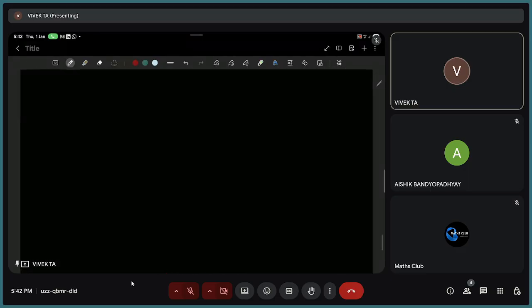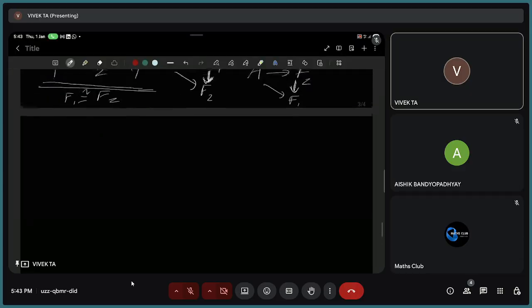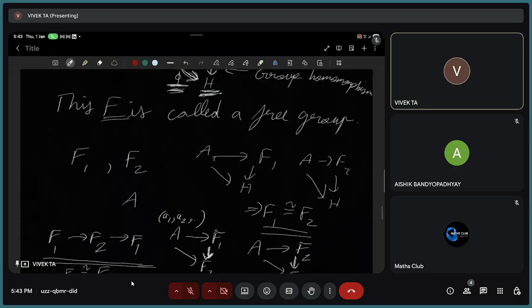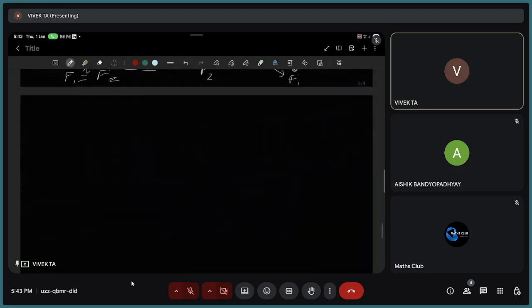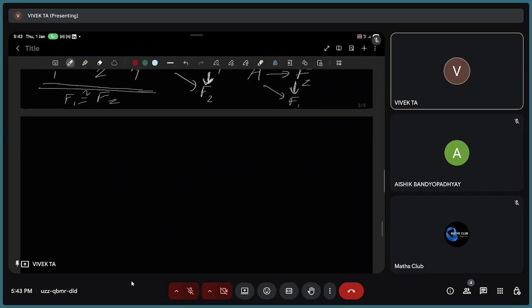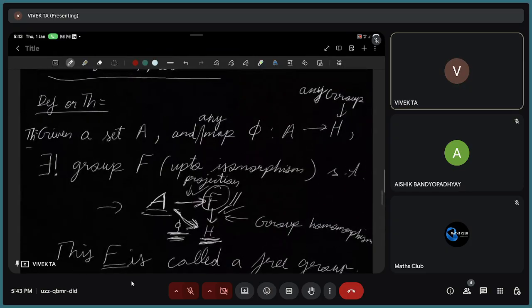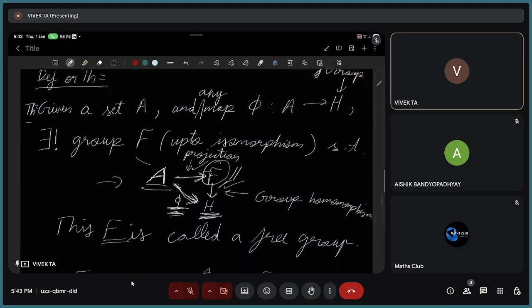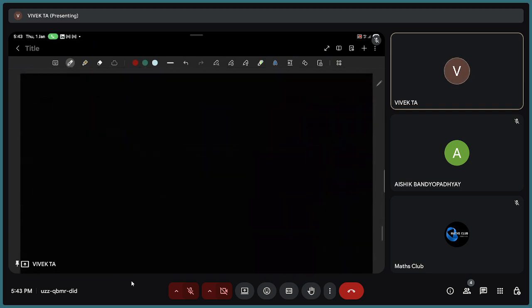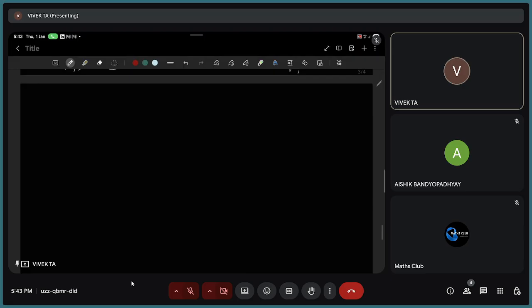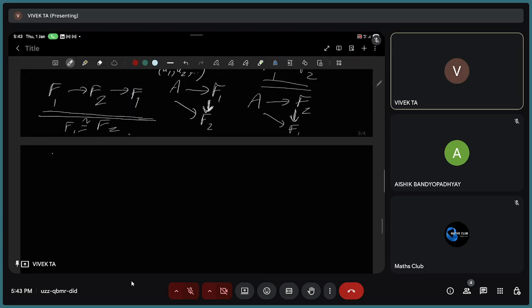So the uniqueness part is in fact not a problem if you go by first defining what F of A is. It becomes a problem only if you take this as the definition of what a free group is. So I'll tell you what a free group is now. By the way, you understood it here, right?